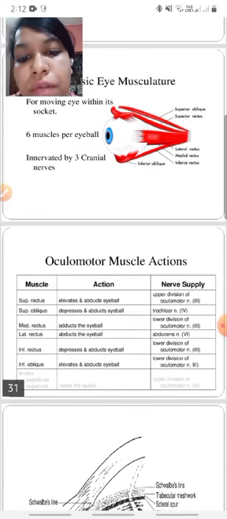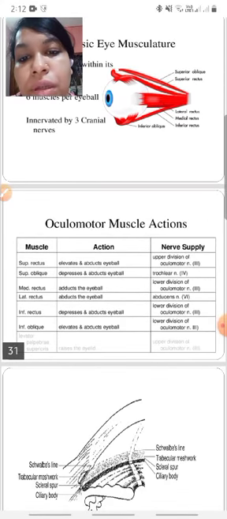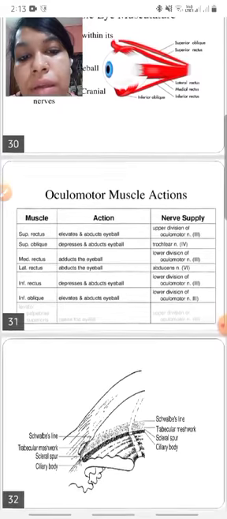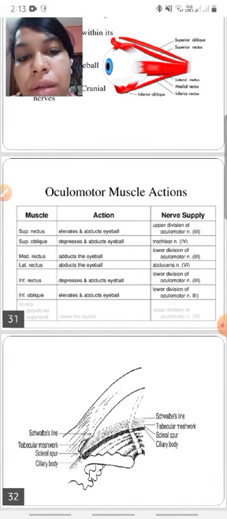Now, this table is a very important table that shows the various primary and secondary actions of the muscles and the nerve supply. So an easy way to remember is that all the muscles apart from lateral rectus and superior oblique are supplied by the cranial nerve 3 or the oculomotor nerve, and the superior oblique is supplied by the trochlear nerve, SO4, and the lateral rectus is supplied by the 6th nerve or abducent nerve.